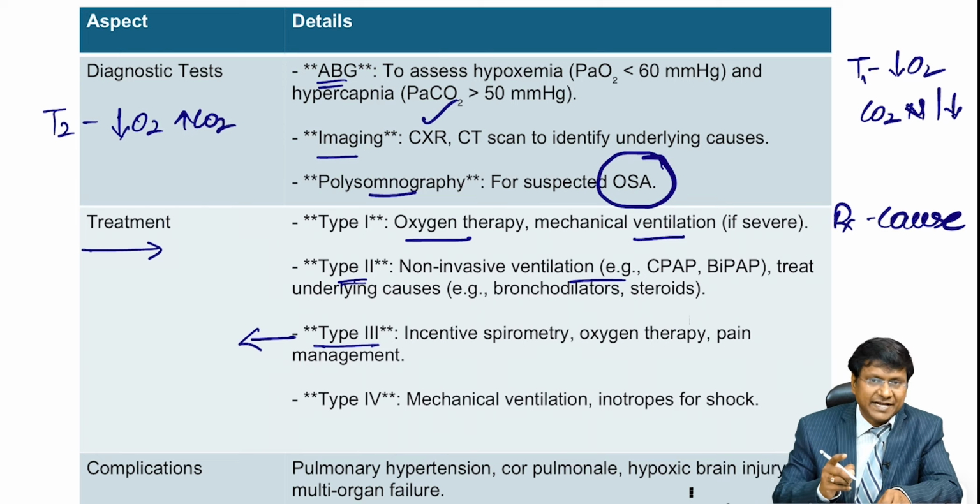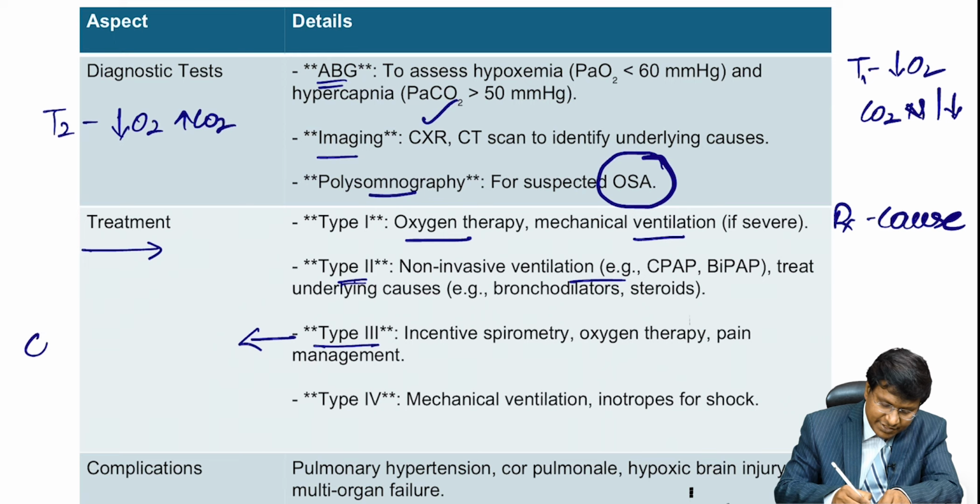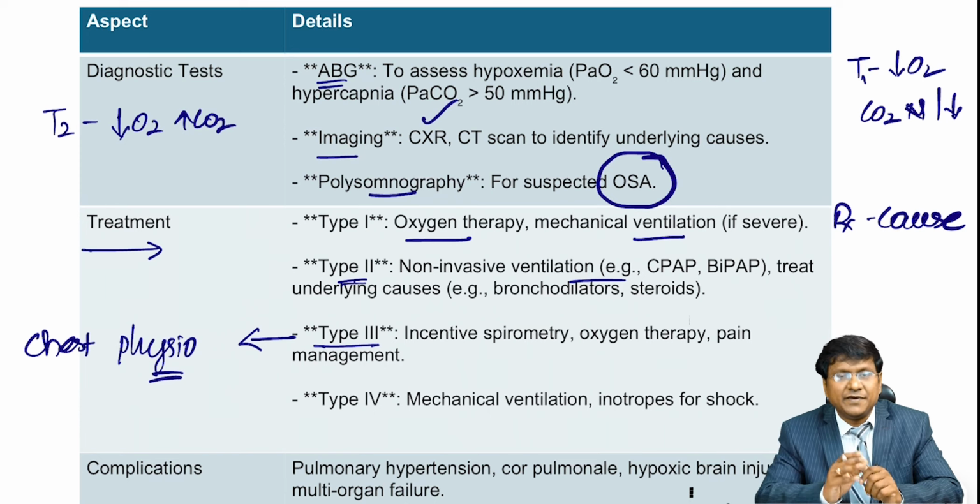So in case of type 3 respiratory failure, chest physiotherapy is very, very important. Why is it that you need to do chest physiotherapy? In order to improve the strength of the respiratory muscles, you need to do chest physiotherapy.